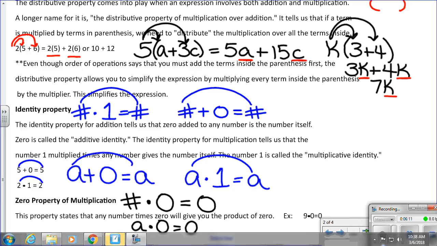So be very careful, pay very close attention to the mathematical symbols and what you start with and what you end with. The zero property of multiplication is the easiest one to remember because it has to have a 0 in it and it has to have a multiplication symbol in it, not a 0 and addition.